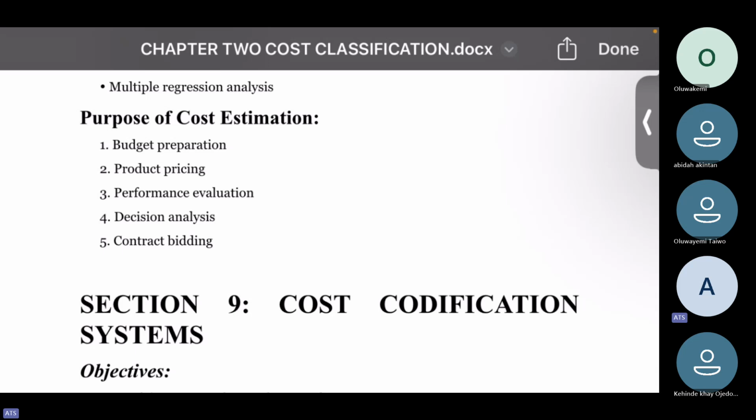So if they say they are offering you 500K, you want to know whether you're not going to spend more than that 500K. You want to know that you're not going to make a loss, and you're going to make a very good profit from it if you take it. That's what we use cost estimation for.